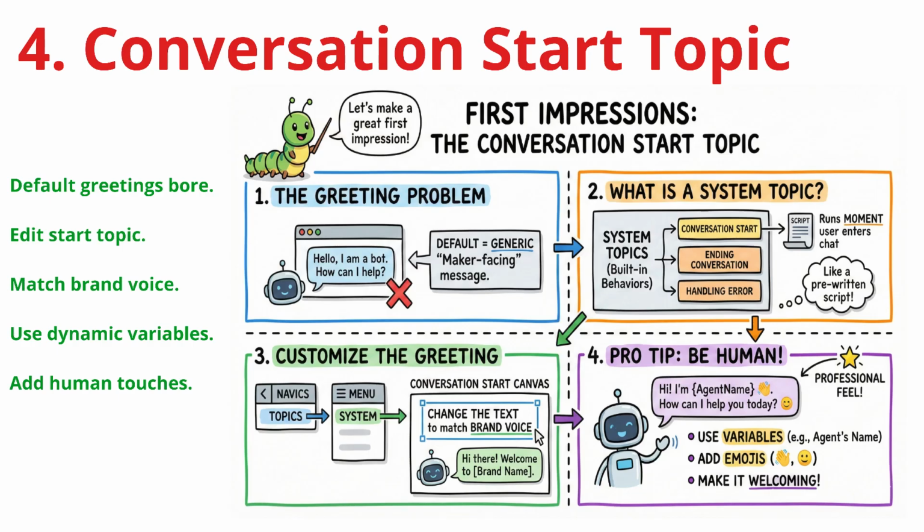Navigate to the Topics menu, select System, and open the canvas. Here, change the text to match your unique brand voice. And here is a pro tip to give it a professional feel. Be human. Use variables like inserting the agent's name automatically, and sprinkle in some emojis to make the greeting warm and welcoming right from the start.